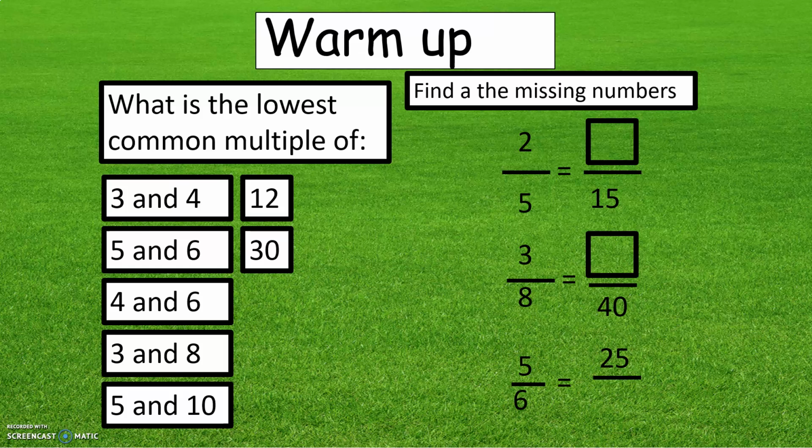All right. So for the warm up, the first part is finding the least common multiples of the sets of values. Let's begin. 3 and 4, my LCM is 12. 5 and 6, 30. 4 and 6, 12. 3 and 8, 24. 5 and 10, 10.